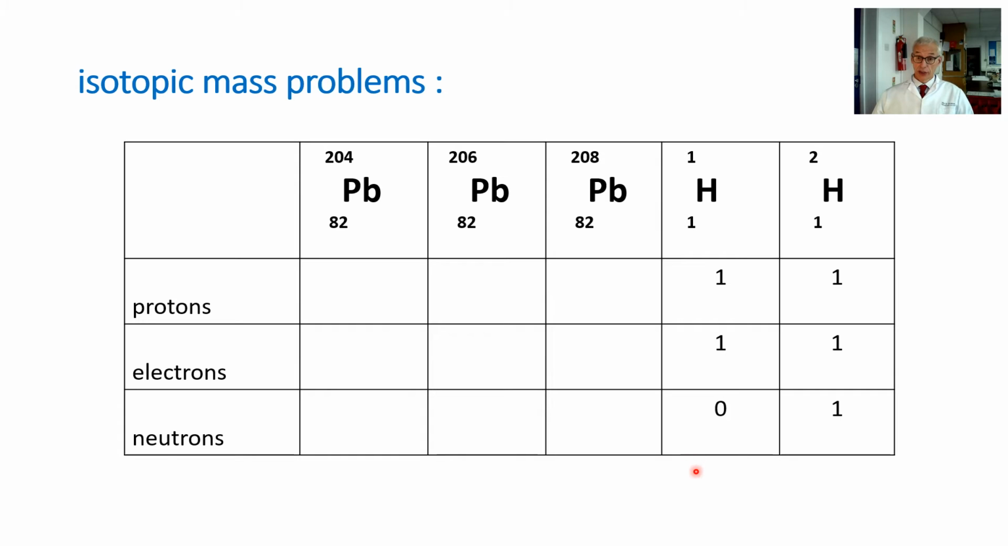And now for hydrogen, atomic number of 1, so we've got 1 proton, 1 electron. Because the mass number is also 1, we don't have any neutrons. 1 plus 0 equals 1. However, we have an isotope of hydrogen, a very important isotope called deuterium, and you'll meet that in year 13 spectroscopy. So deuterium has 1 proton, 1 electron. Because the mass number is 2, it also has 1 neutron.